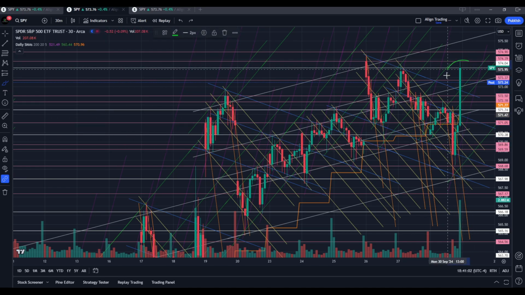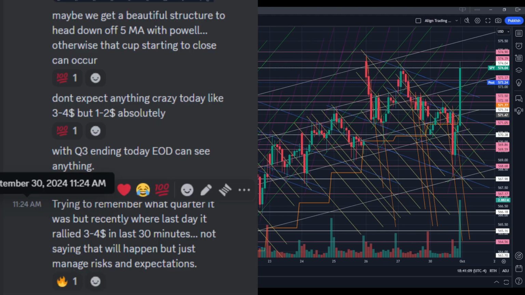Now with this crazy candle at the end of the day, I personally did not take it, but I did explain that with the quarter ending today, you had to pay attention during power hour and especially the last 30 minutes. Now you can see that I said, I cannot remember which quarter it was, but we did have a move similar to this where the last 30 minutes, it looked like we were about to head down, right, in a kind of bearish structure right here. Then all of a sudden, we have a monster rally, which is exactly what occurred today as well.